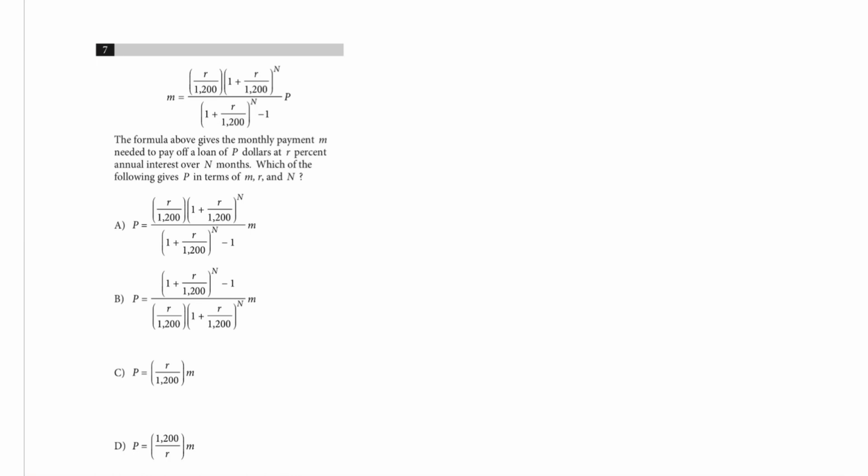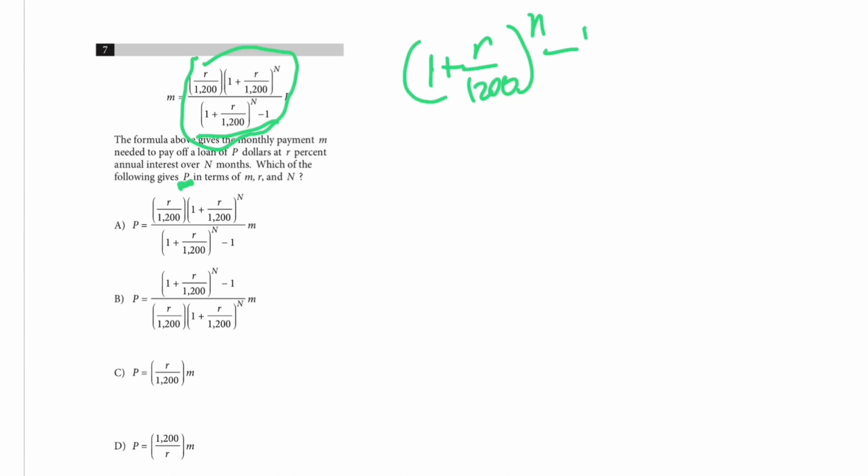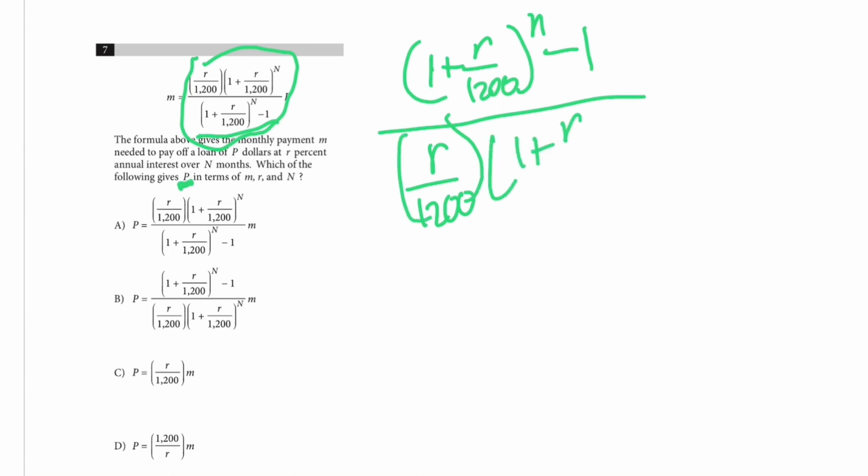This question just wants us to find this equation in terms of P. In order to do that, all we have to do is multiply the side with P on it by this fraction's reciprocal, in order to make it go away so that we just have P all on its own on that side. So if we do that, the reciprocal, we just take the stuff from the bottom, put it on top, and do the opposite with the stuff on top. So we'll just have 1 plus r over 1200 to the power of n minus 1 over r over 1200 times 1 plus r over 1200 to the power of n.